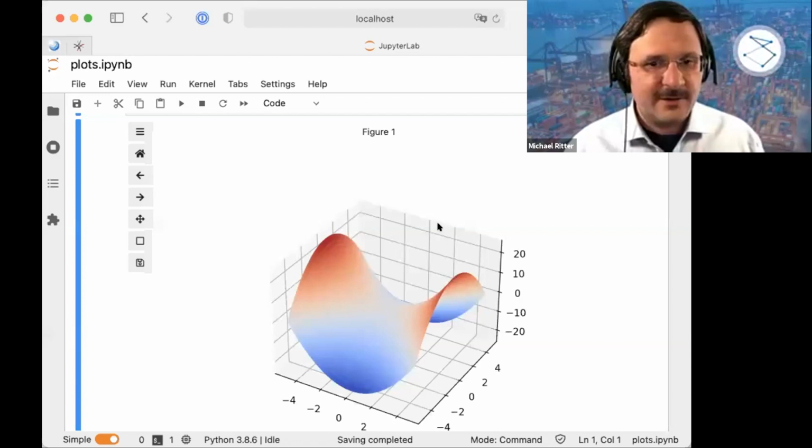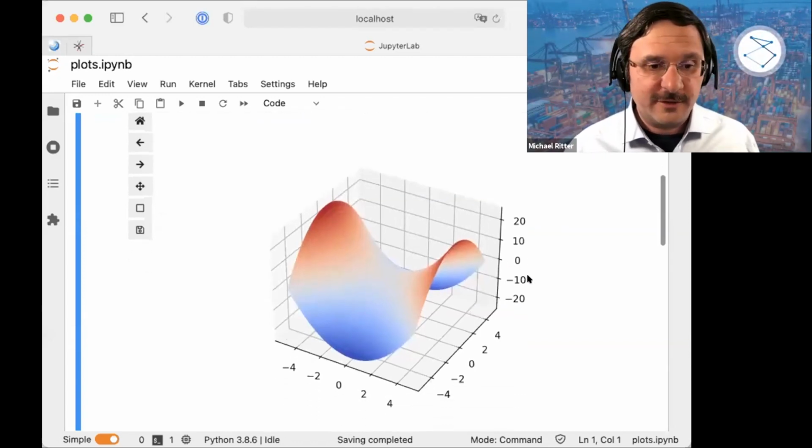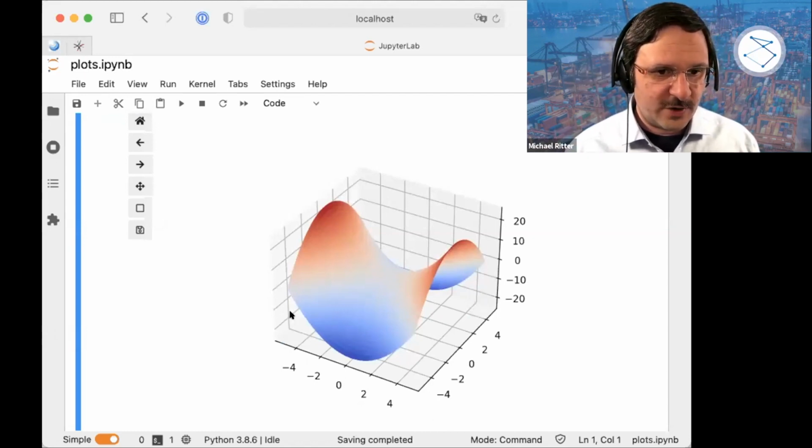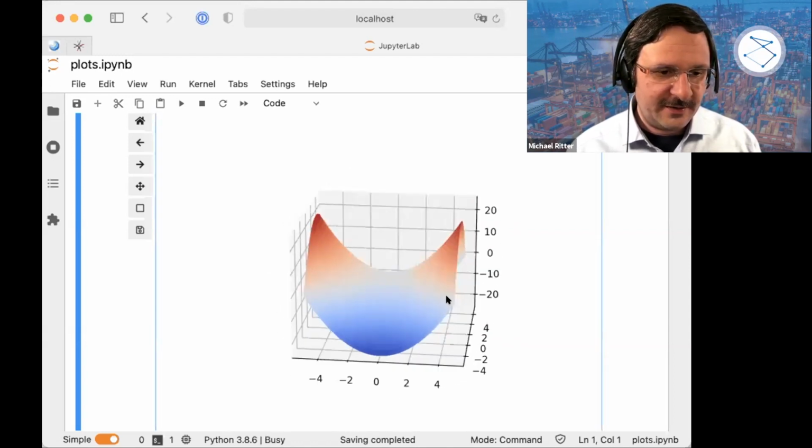Let's see if I can share that window. Just a second. So I hope you can see that now. That should be the surface plot of that function. Here's the x1 axis. You can see my mouse pointer here. And let me rotate that a little.